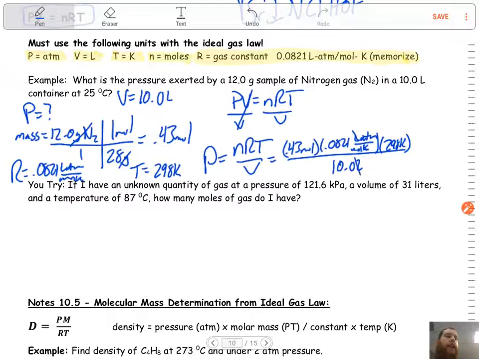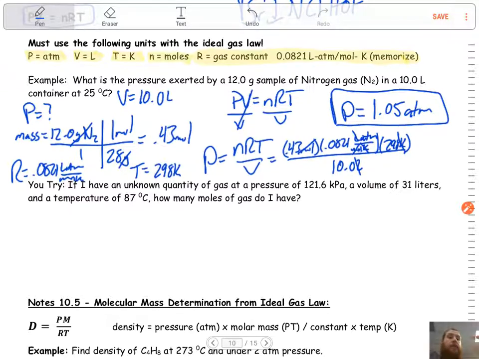So liters are going to cancel out, top and bottom of the fraction. Moles cancel, bottom and top. Kelvin will cancel out. So we're left with atmospheres, which is a good pressure unit. Make sure your units cancel each other out. When you do this math, top times top times top, divided by bottom, you should end up with 1.05 atm.